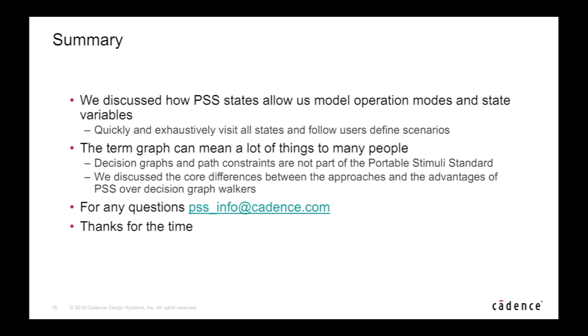And that's pretty much our summary. Just to recap, we looked at state variables and model operation, and specifically we looked at it from a low power challenge point of view. We can see how quickly and exhaustively we can visit all the states. We can define our own scenario and follow the scenario, taking the rules of our state variables into account. We discussed the term graph, what it means. We contrasted the portable stimulus standard versus the decision graph, and the behavioral model, which is part of portable stimulus, and that's pretty much it.